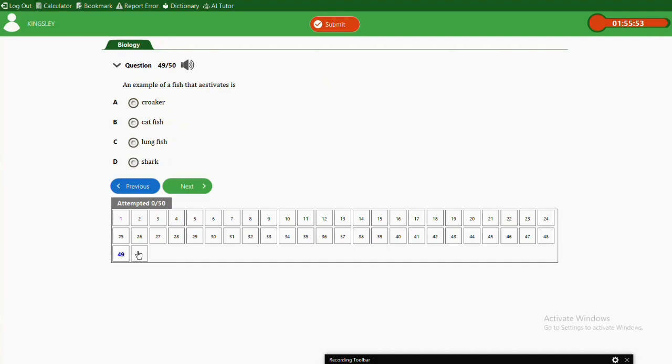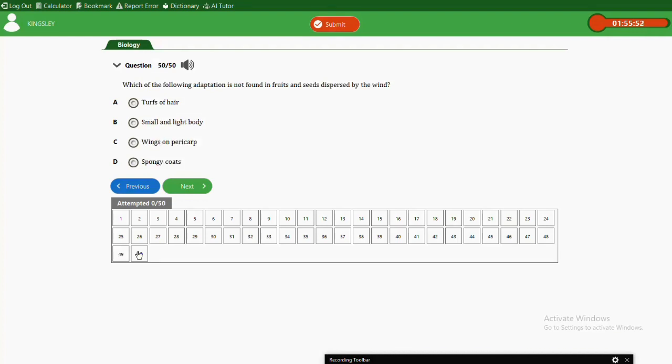So the correct option here is lungfish. So in case you don't have a lungfish in any of the other questions, maybe during your exam, you may have salamander. So these are the two majorly.